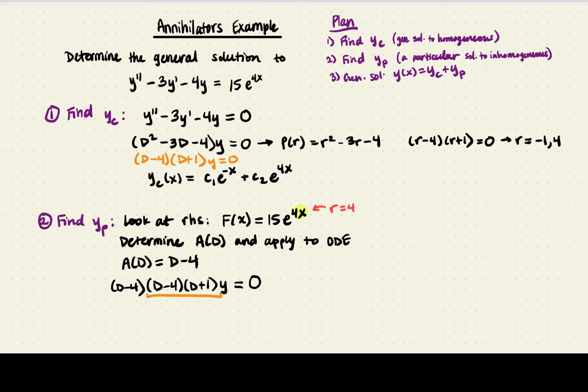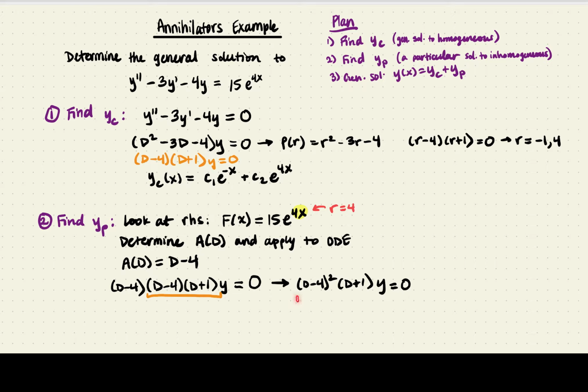Okay, so this gives us, we have two copies of D minus 4 here, so I can write this as D minus 4 squared times D plus 1, or I guess applied to D plus 1, it's not really multiplication, applied to y equals 0. Okay, so now I have this new homogeneous ODE. It's not quite the one that I started with, but it's related.